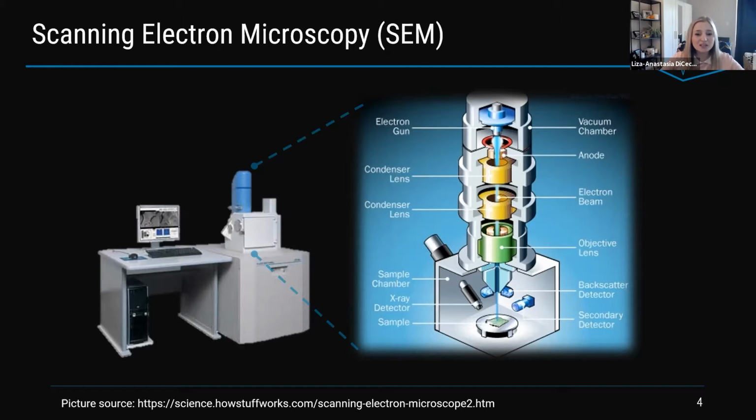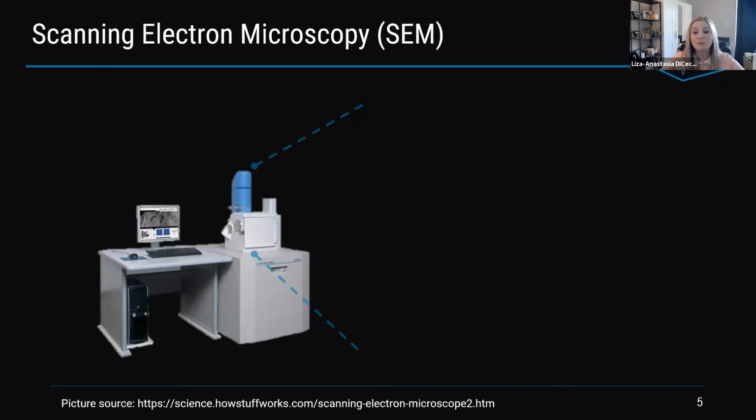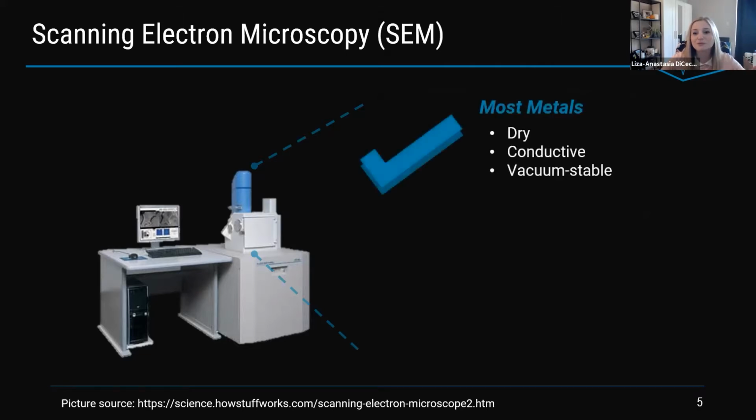And for this all to happen, of course, sample preparation is super important. I used to be a metallurgist. I had no problems with my samples when I was dealing with metals. They were dry, conductive and vacuum stable. I would abuse these samples with an electron beam back when I was in my master's and undergrad.